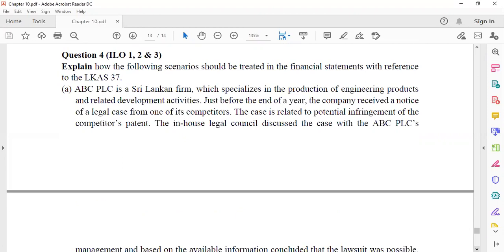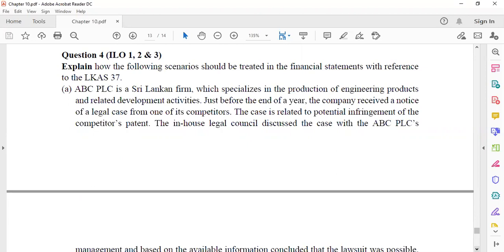The ABC PLC is a Sri Lankan firm which is specialized in the production of engineering products and related development activities. Just before the end of a year, the company received a notice of a legal case from one of its competitors. The case is related to potential infringement of the competitor's patent. So during the period, you have received a notice that one of the competitors has filed a case against you, claiming that you have violated the patent right.